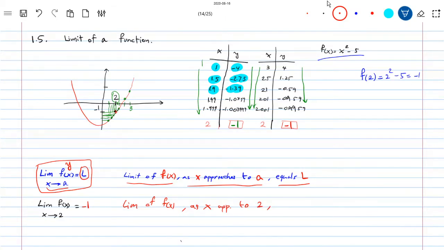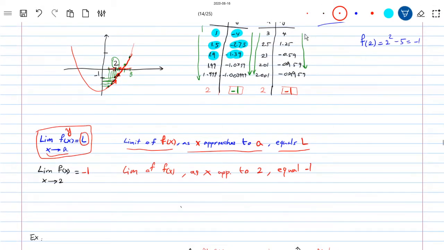So x gets close to the value of 2. If we're getting close to the value of 2, what happens to the y values? If you move along the curve, you will see that the y values are getting closer and closer to -1. So the y values are going to be getting close to -1. So this is an expectation of what happens if you get close to the x value of 2.